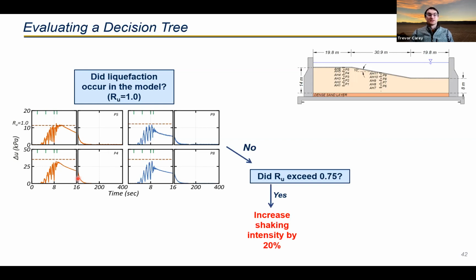And then we come to this next phase of: did the RU of this model exceed 75%? Did we exceed some kind of 75% threshold for liquefaction? And yes, we did. I don't have it plotted up here, but typically we're just about right under an RU of 1. So we increase the shaking intensity by 20%, and that's how we proceed to the next phase of testing. Again, for each event, this decision tree was evaluated to understand the response of the model, so that we could use that to predict moving forward.